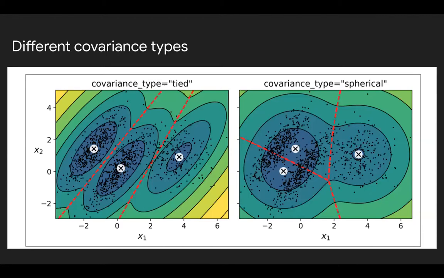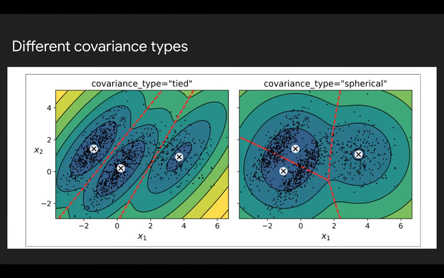Some of the shapes that we have using this covariance type are spherical, tied, and diag. These shapes give different clusters. If you look at spherical, this is how it looks. If you look at tied, this is how tied looks.